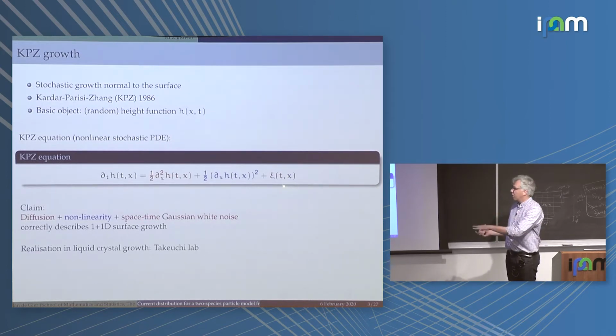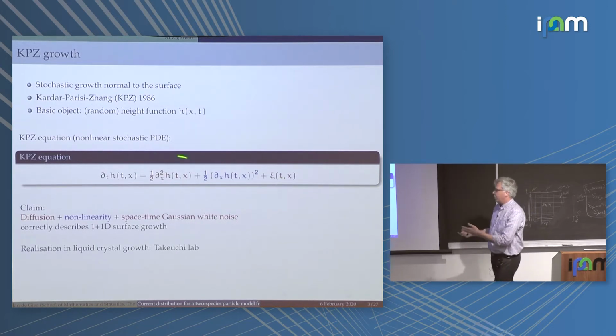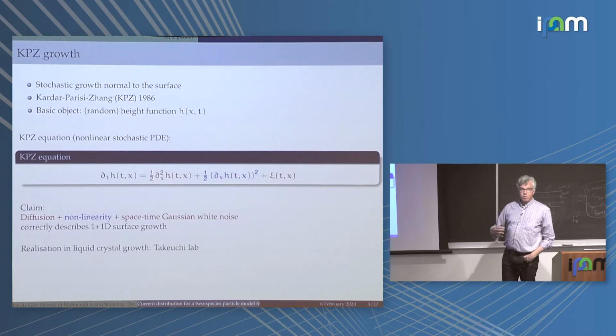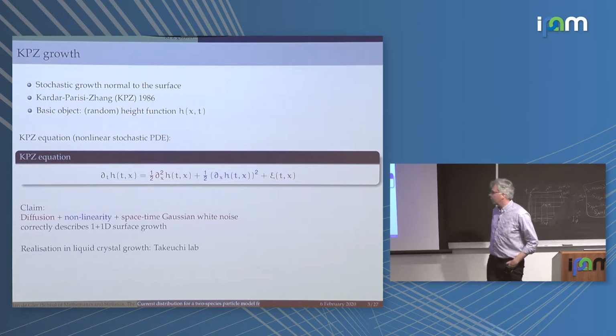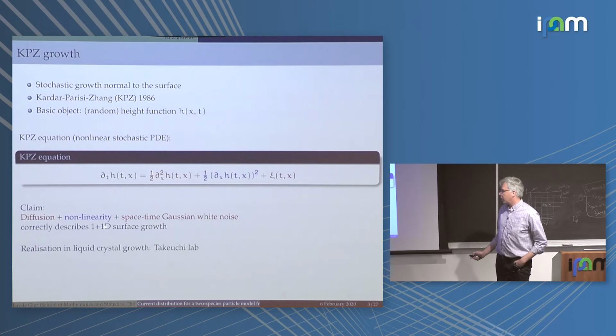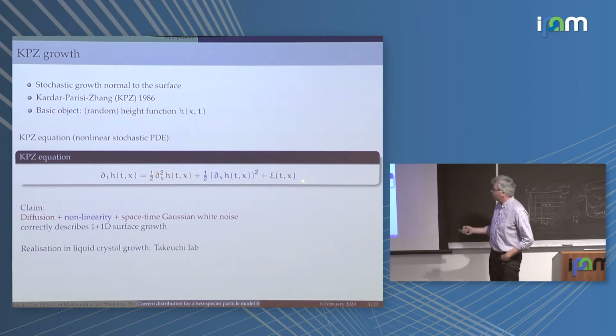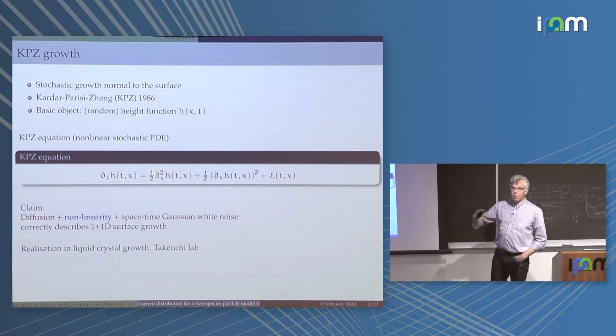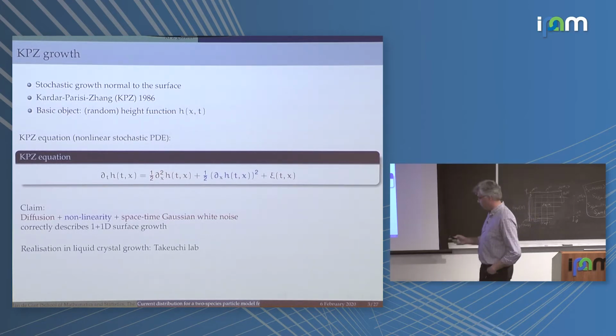So this is a very effective heuristic type of equation to describe that growth. And it's been very successful, as we know. So the claim is that if you have diffusion plus nonlinearity plus space-time Gaussian white noise, you correctly describe 1+1 dimensional surface growth, including correct fluctuations. If you leave out randomness, it's just deterministic, and you won't correctly describe the fluctuations.